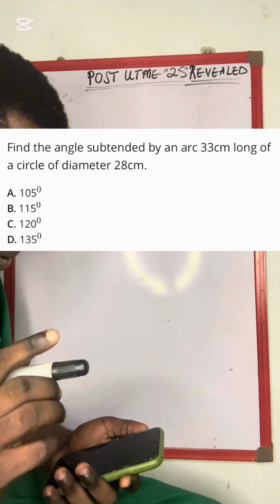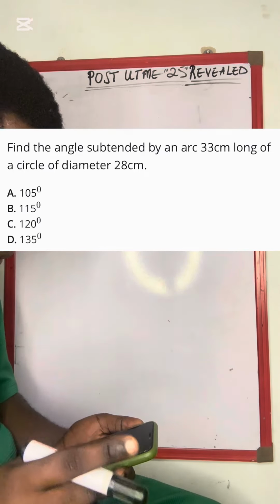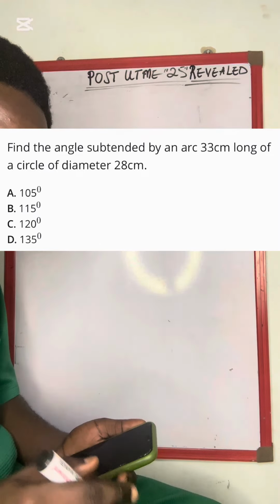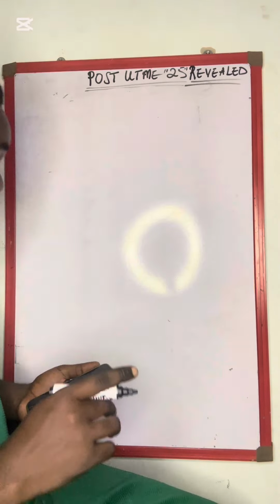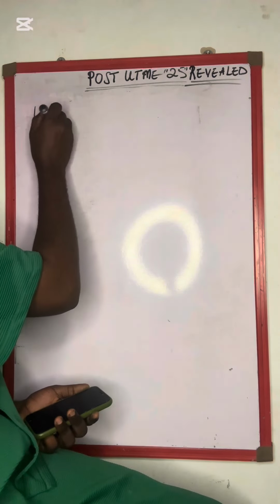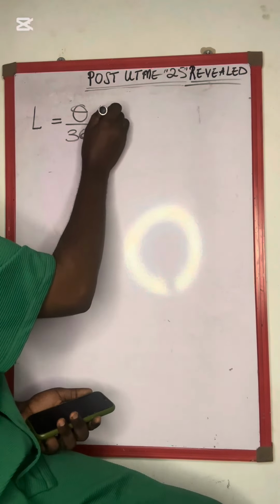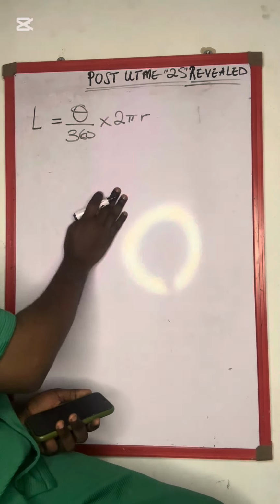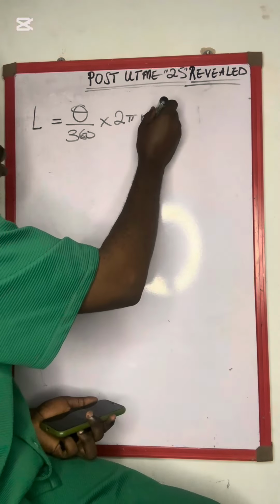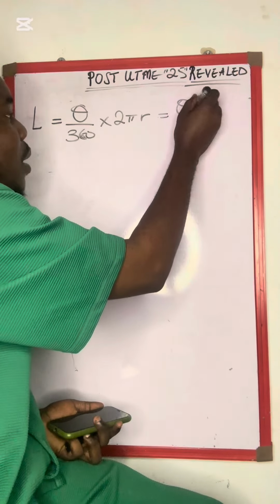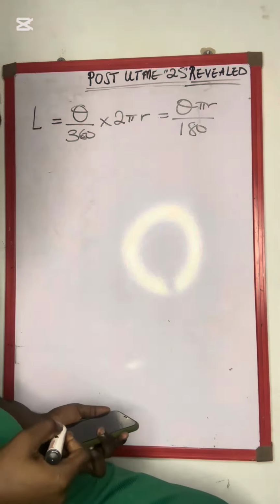Find the angle subtended by an arc of 33 cm long of a circle of diameter 28 centimeters. Now, this question is from circles. Now, watch. The length of arc for a circle, the minor arc, is theta over 360 times 2 pi r. It can also be written as theta pi r over 180, because 2 can cancel 360 to give you 180.